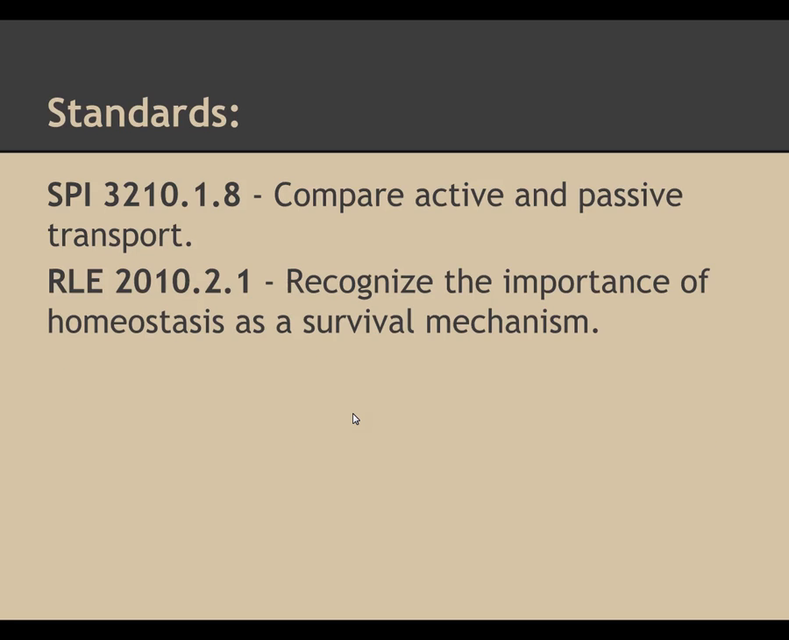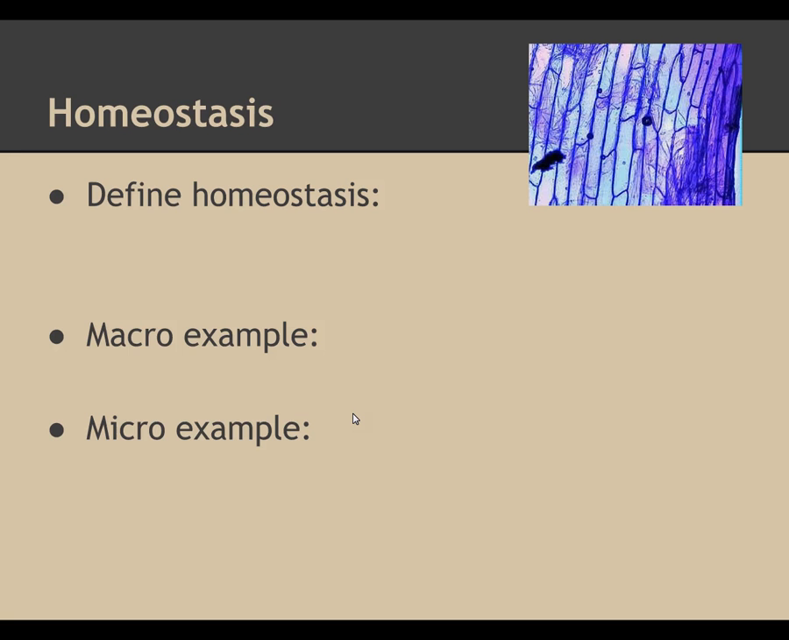The standards for this set of notes are to compare active and passive transport. And what we mean by transport is moving things from the inside of the cell to the outside of the cell. And this is an important survival mechanism. It allows us to maintain homeostasis. So that's what we're going to talk about in these notes.